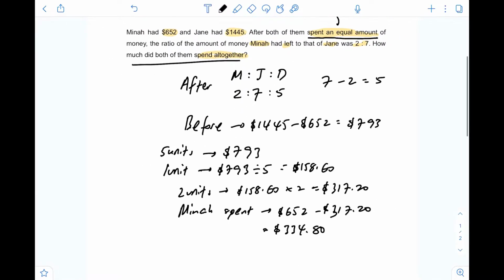Since both of them spent an equal amount, so total spent, you just need to take this value that you just found and you multiply this by 2, and we get $669.60. Final answer for this question.